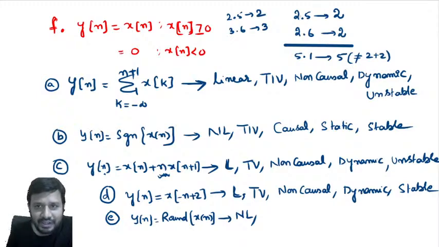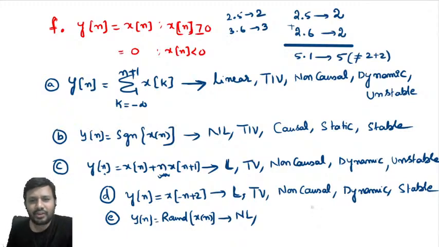Look here. Rounding means, suppose you have this kind of value, integer part. 2.5 is rounded off to 2. 2.6 is also rounded off to 2. But additivity means, if the system is linear, if I add these two inputs, the outputs must be added. So I added x1 of n plus x2 of n is 5.1. But if you apply 5.1 to our system, it will give 5, which is not equal to 2 plus 2. So it is non-linear. Please verify.